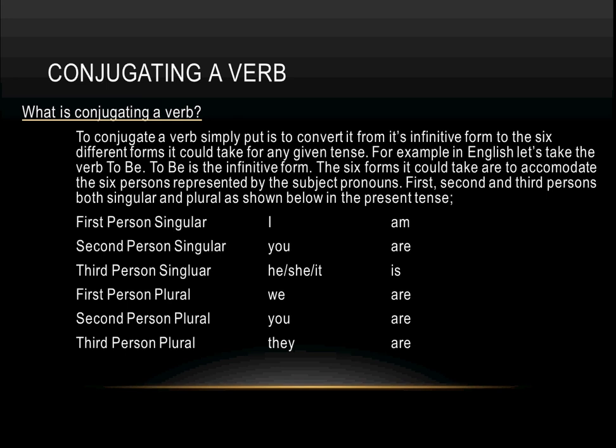Now let's look at the rest of them. I am, you are, he, she, or it is, we are, you are, they are. We have 3 different words, am, are, and is. All of them are forms of to be, but they've been modified to work with the various subject pronouns.